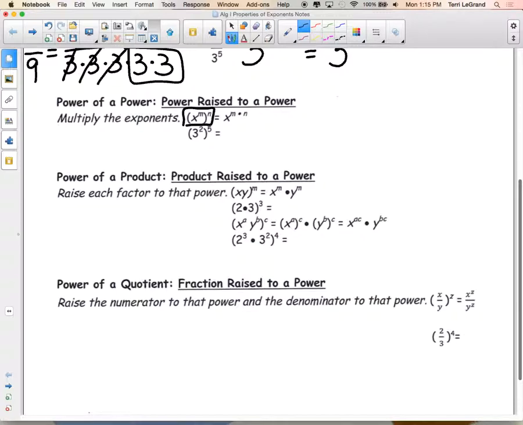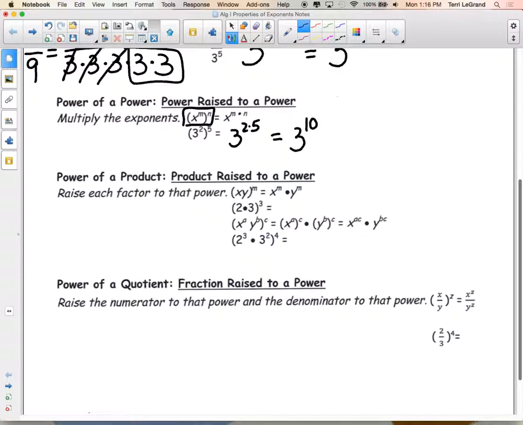So what are we going to do for 3 squared, 3 to the 2nd power, that is being raised to the 5th power? 3 to the 2 times 5. I don't want the base to disappear. I want the base to still be there. 3 to the 2 times 5 power. That's right. The base 3 is going to be raised to the powers being multiplied times each other. And 2 times 5 is? 10.